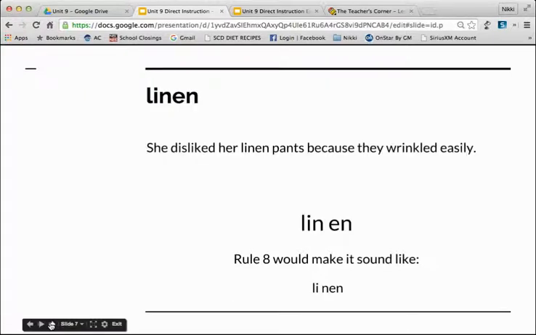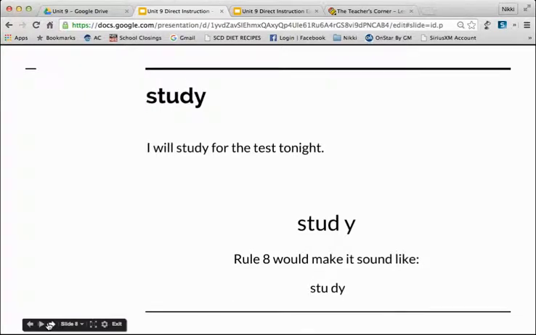Linen. She disliked her linen pants because they wrinkled easily. Linen. Rule 8 would make it sound like "line-en," so we use Rule 9 here because that didn't sound familiar and say linen. Study. I will study for the test tonight. If we used Rule 8, it would say "stu-dy." So that's why it doesn't sound familiar. And so we go with Rule 9, study.